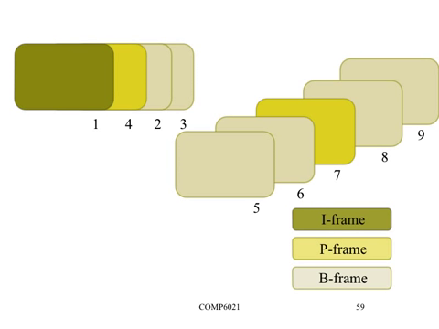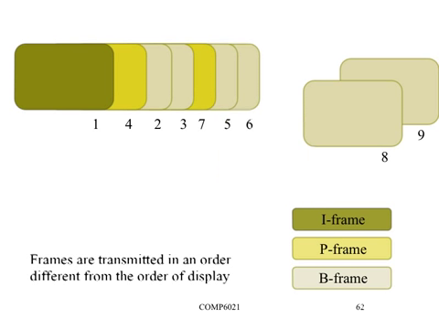And so next up then is what? 7. And then we get 5 and 6 and then so on. So frames end up being transmitted in an order that's different from the order of display, which is a bit of a head wreck, I think.